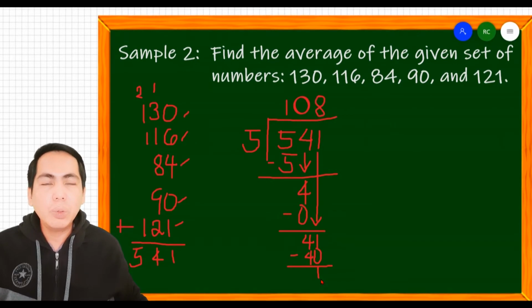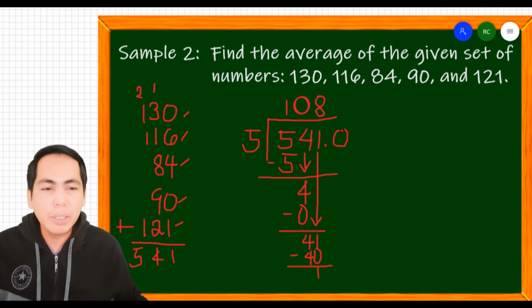Instead, we have to write it in decimal form. So to make our quotient in decimal form, we have to add zeros in our dividend, but we have to place the decimal point first before the zeros, because adding as many zeros after the decimal point will not change the value of our dividend.